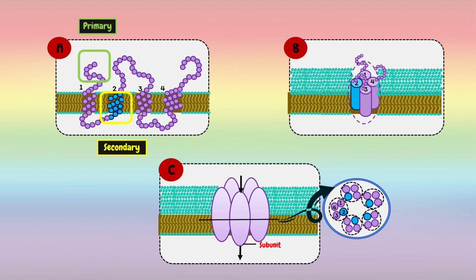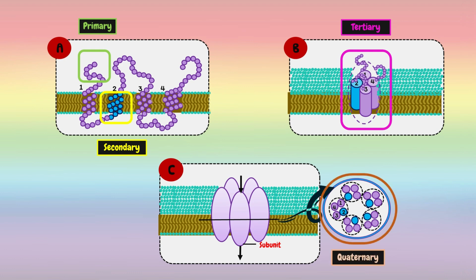The secondary structure includes all the helical regions in the lipid bilayer, shown in A. The tertiary structure is the folded conformation shown in B. The quaternary structure is the association of the 5 subunit polypeptides into one protein, shown in C.